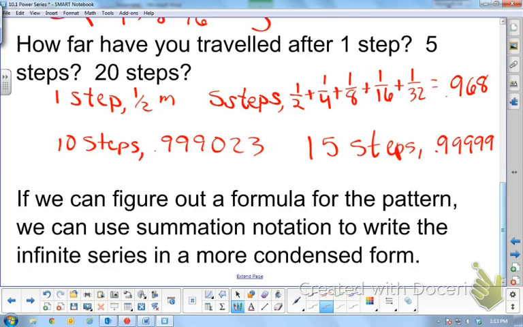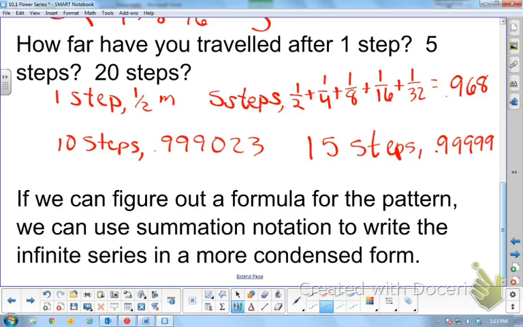Sequence-wise, what is going on? We have the steps here: 1/2, 1/4, 1/8, 1/16. What's going on? How is my set of numbers changing as we take our steps? Getting smaller. How is it getting smaller? The bottom is doubling. So if we're doubling, what are we doing mathematically? Dividing by 2 or multiplying by 1/2.